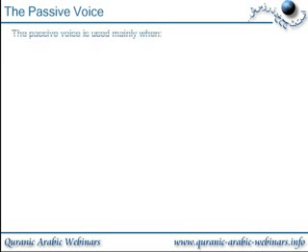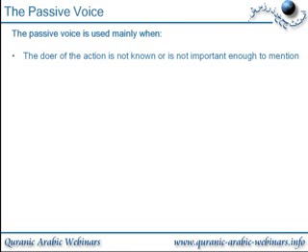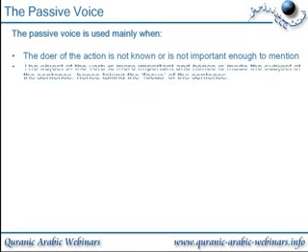The passive voice then in a bit more detail. So the passive voice is used mainly when the doer of the action is not known, or it is not important enough to mention, or the object of the verb is more important and hence is made the subject of the sentence, hence taking the focus of the sentence. Again, some examples will help to explain this.